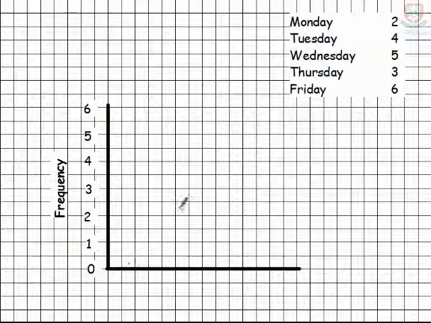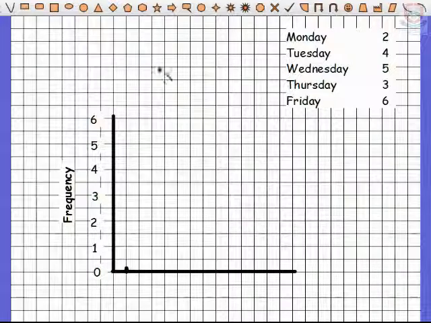This doesn't have to be the case. Your bars could be 2 squares wide, 3 squares wide. You choose, but keep it constant. So for Monday, I want to draw a bar that represents a frequency of 2. So I'm going to miss off the first square and start drawing my bar here, using a ruler to make sure that the lines are straight, and we go up to the frequency 2.